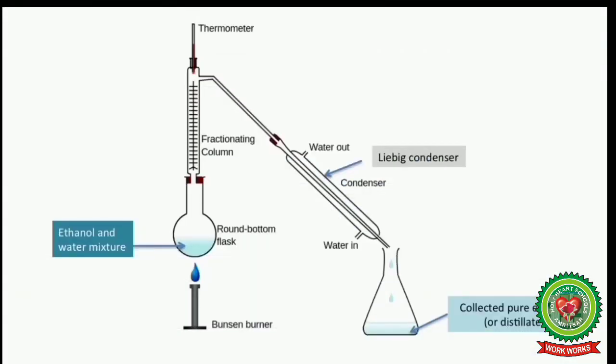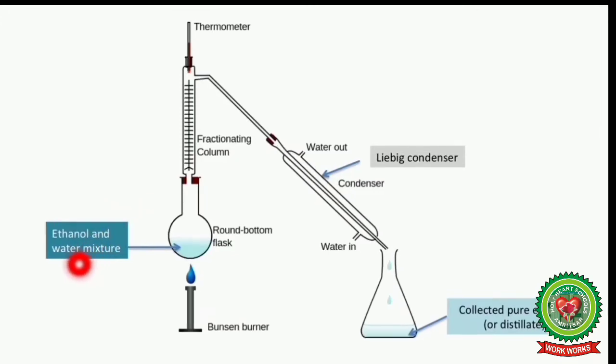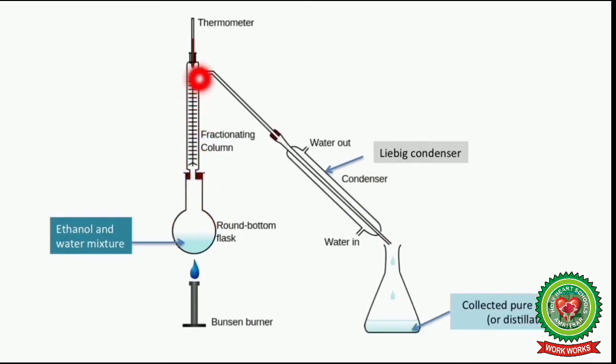When vapors of both the liquids rise in the fractionating column, they come in contact with this large area of obstructions. Ethanol has a lower boiling point than water. The boiling point of ethanol is 78 degrees Celsius, whereas that of water is 100 degrees Celsius. So vapors of ethanol will rise in the fractionating column and pass over into the condenser, where they will get condensed and change into pure liquid, that is pure ethanol, and pure ethanol will be collected in the receiving flask.